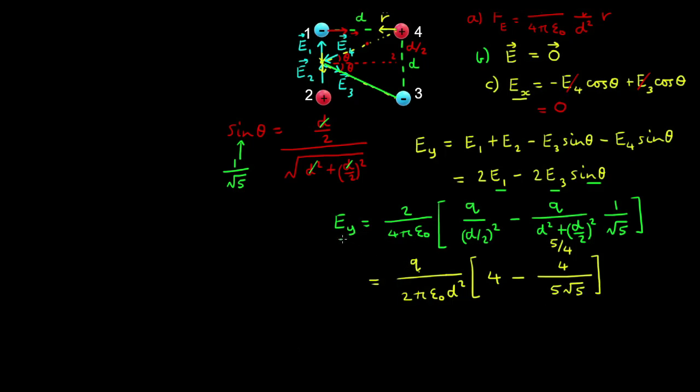So given that this value is positive and the horizontal electric field component is 0, then this here is also the magnitude of the net electric field at this point. And the electric field is simply E times the unit vector in the vertical direction. So as we can see, this value is positive and the net electric field points upwards.